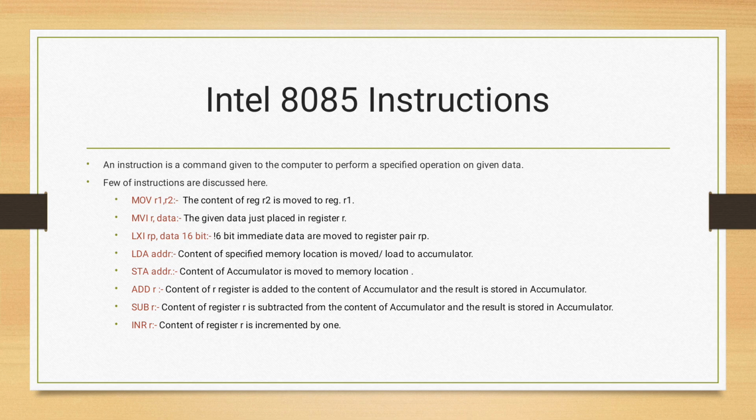Next one is LXI RP, 16-bit data. That means 16-bit immediate data is moved to the register pair RP. It may be the HL pair, the BC pair, or the DE pair. Next one is LDA address, which means the content of any arbitrary address location can be loaded into the accumulator. If we take LDA 9000 hex, the content of 9000 hex will be loaded into the accumulator.